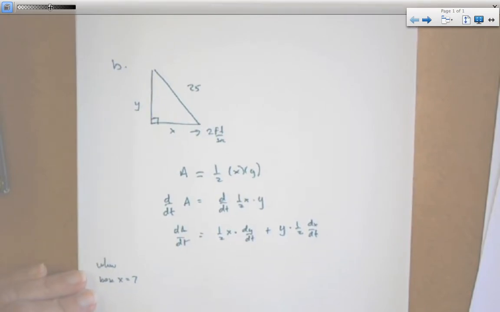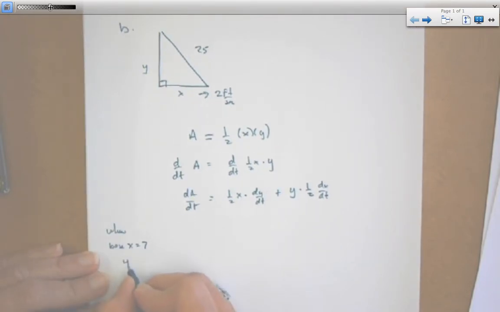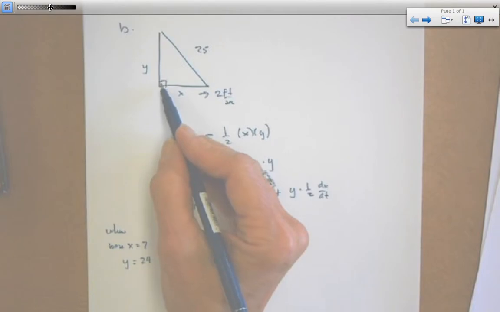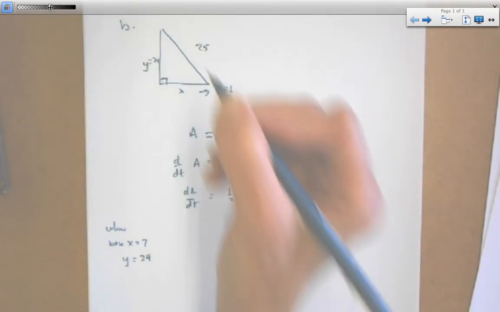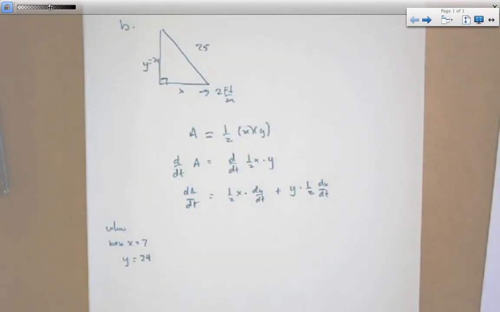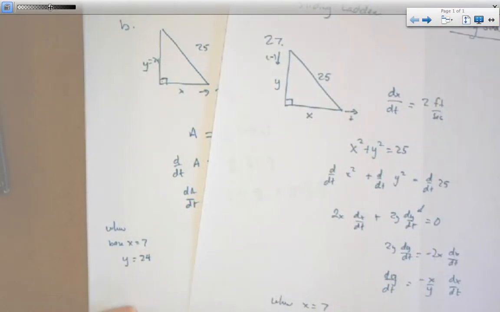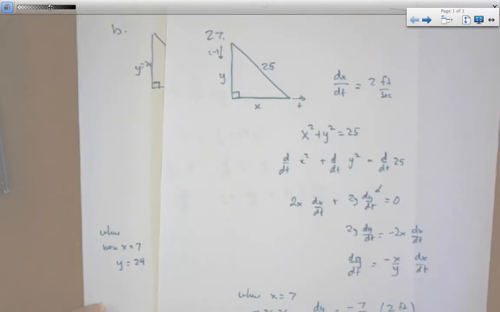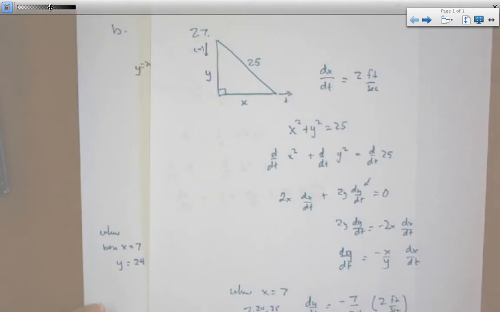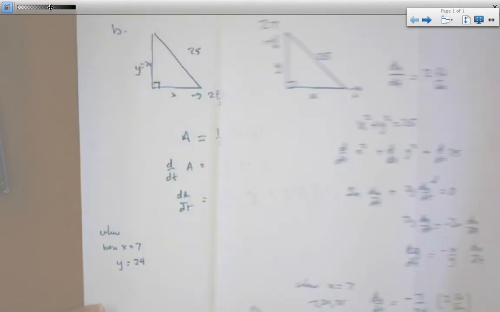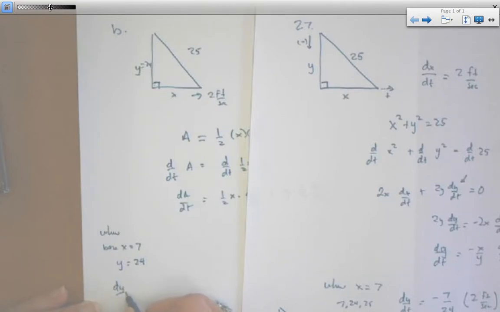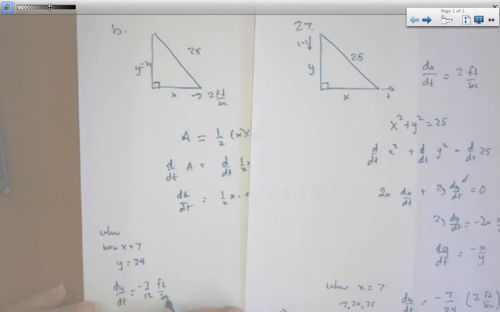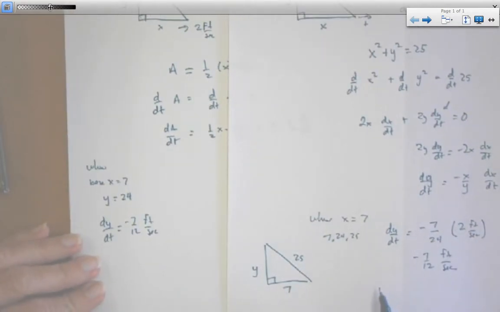All right, so when the base is 7 feet from the wall, the top of the ladder is 24 feet up from the bottom of the building. This length is 24. And going back to our previous work, when x is 7 and y is 24, then the rate of change at the top of the ladder is negative 7/12 feet per second. So dy/dt is negative 7/12. So we had to go back and get some information from part A.